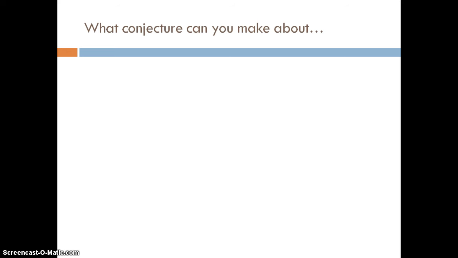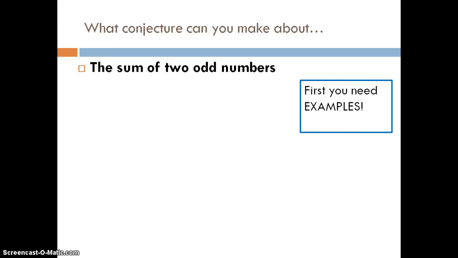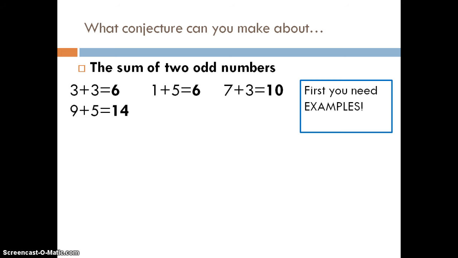What conjecture can you make about the sum of two odd numbers? This example is a little bit different because we don't have pictures or numbers to go off of. We are going to come up with our own examples. So remember, odd numbers are numbers like 1, 3, 5, 7, 9. Sum means to add. So we need to add two odd numbers together, and we're going to create a couple of examples and see if we see a pattern.